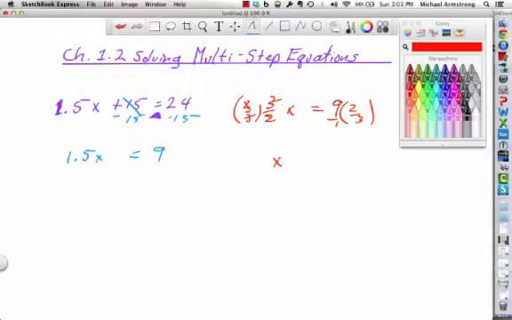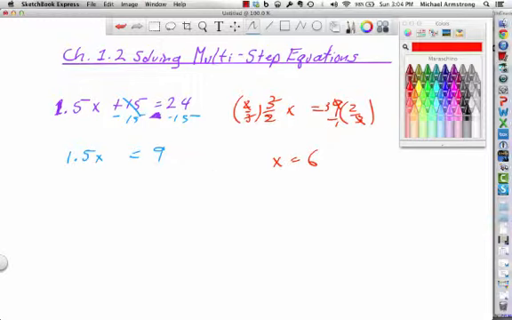And then 9/3 is the same as 3, so 3 times 2 is 6. So x is equal to 6. Now that's fractions. I like the fractions. I could do it another way.